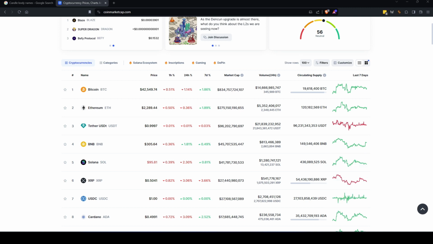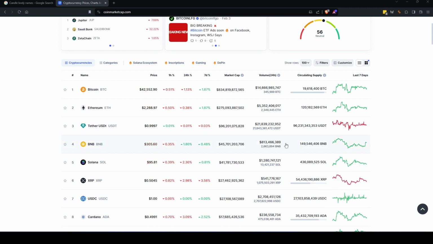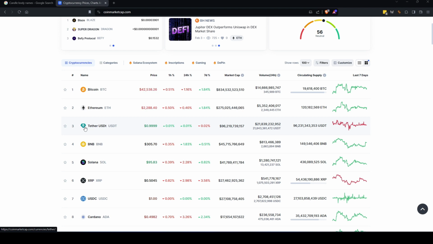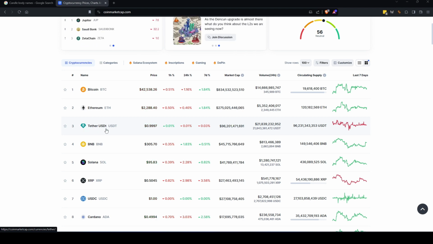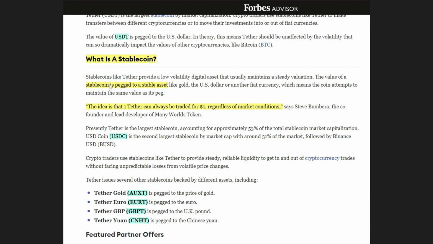First up, we have USDT, and it remains in third place for the overall market cap. But what is USDT and why is it important? The definition of a stablecoin is that it's pegged to an asset. In this case, the USDT is pegged to the dollar. The 1 USDT is pegged to the $1 bill. And of course, we do have other stablecoins, USDC, and other ones.